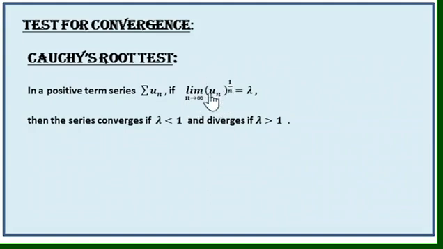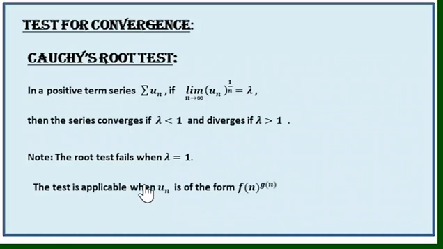If this limit is less than 1, then the series converges. If this limit is greater than 1, then summation un diverges. Also note that if the limit of un power 1 by n as n tends to infinity is equal to 1, then this Cauchy's root test fails. Next, we will take some series and apply this root test to determine whether it is convergent or divergent. Also note that the root test is useful for a series whose nth term is of the form f of n to the power g of n.